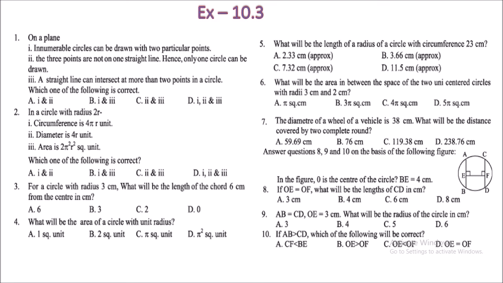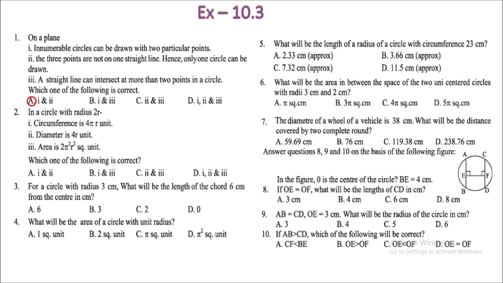On a plane, innumerable circles can be drawn with two particular points. It's true. The 3 points are not on one straight line, hence only one circle can be drawn. It's also true. A straight line can intersect at more than 2 points in a circle. It is wrong. So 1 and 2 are correct. So that is the correct one.